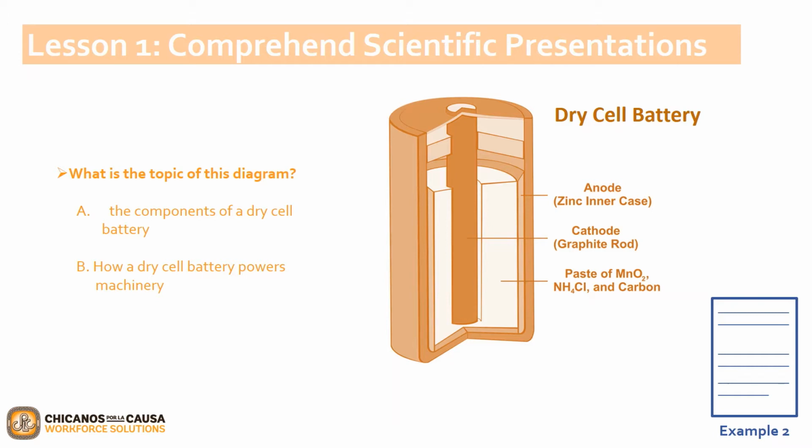In this particular scenario, the correct answer is A, the components of a dry cell battery. While the diagram in itself does show different components of a dry cell battery, it does not actually explain in itself how a dry cell battery operates. While it could perhaps be assumed that these are the three components or the three makeups or chemicals that are used to operate a dry cell battery, the image itself does not provide that explanation. Therefore, we can determine that option B is incorrect in this case.